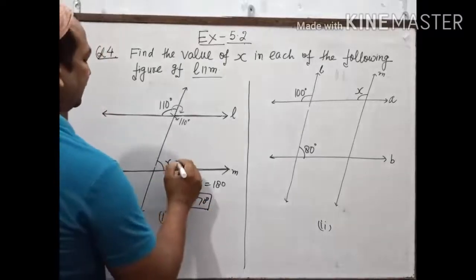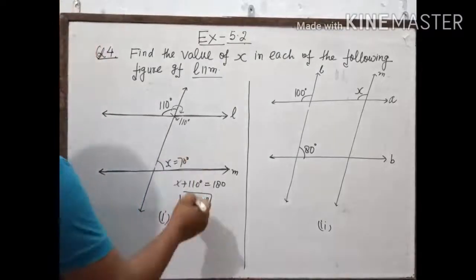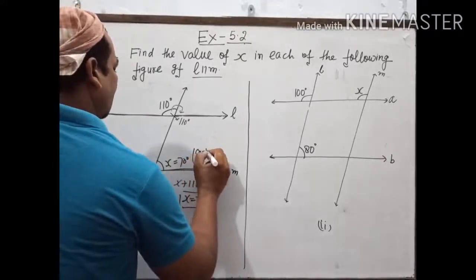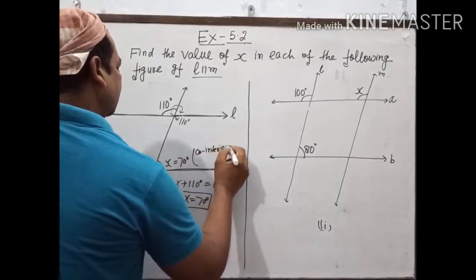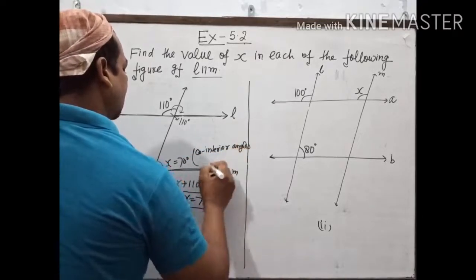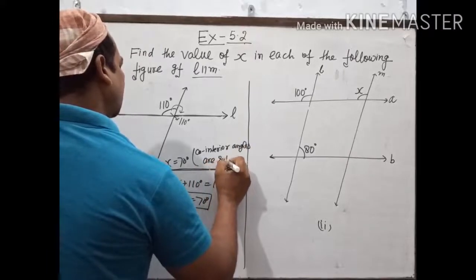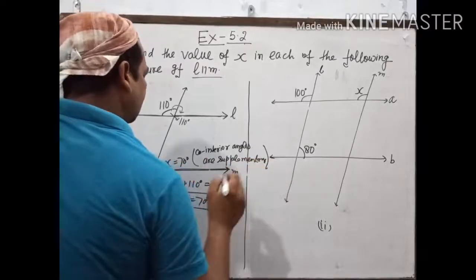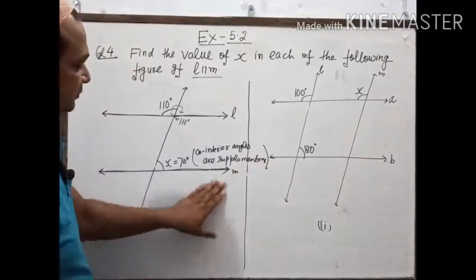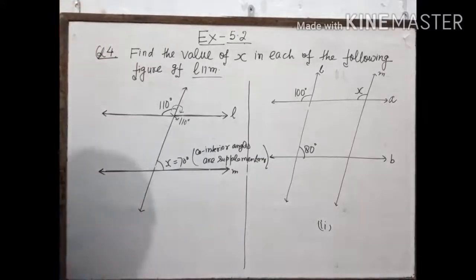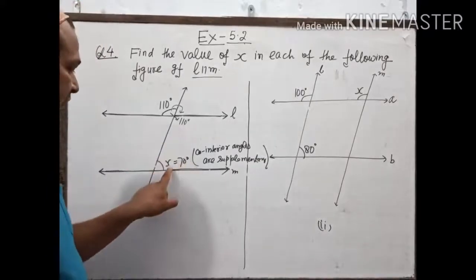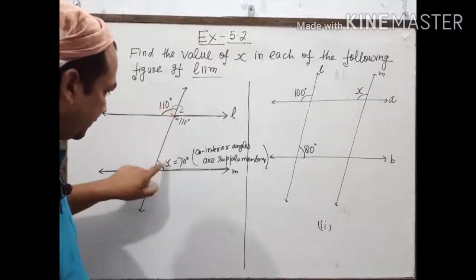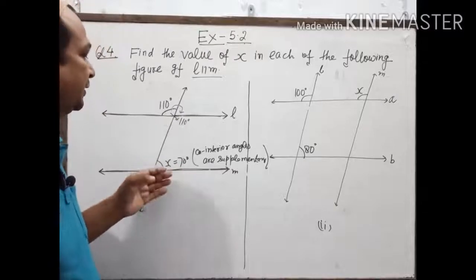We can write x equal to 70 degrees directly by writing that co-interior angles are supplementary. This is 110, these are co-interior, these must be supplementary, meaning x equals 70 degrees, and we can write it directly.